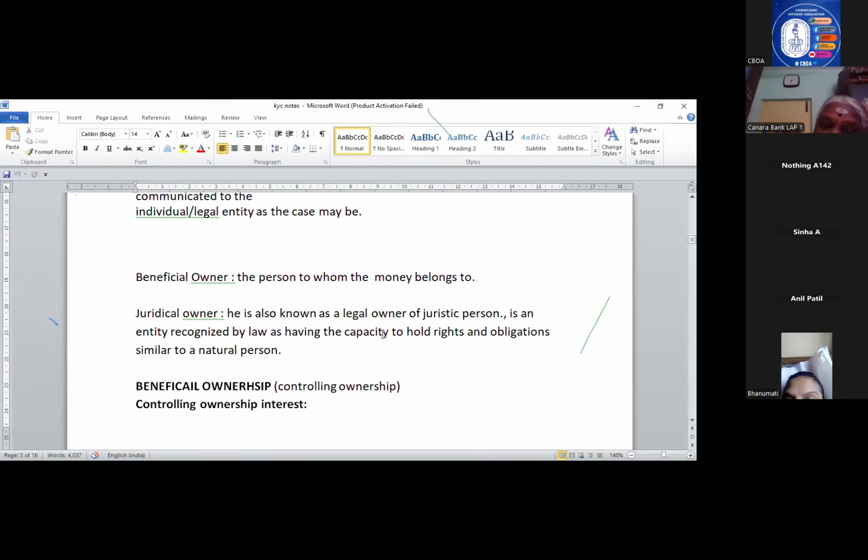Judicial owner means the legal owner of the juristic person. That means in a company, the directors are designated to operate the account. In a partnership, partners are designated to operate the account. The persons who are operating the account, they are called as the judicial owner. So they are given the powers to operate the account.